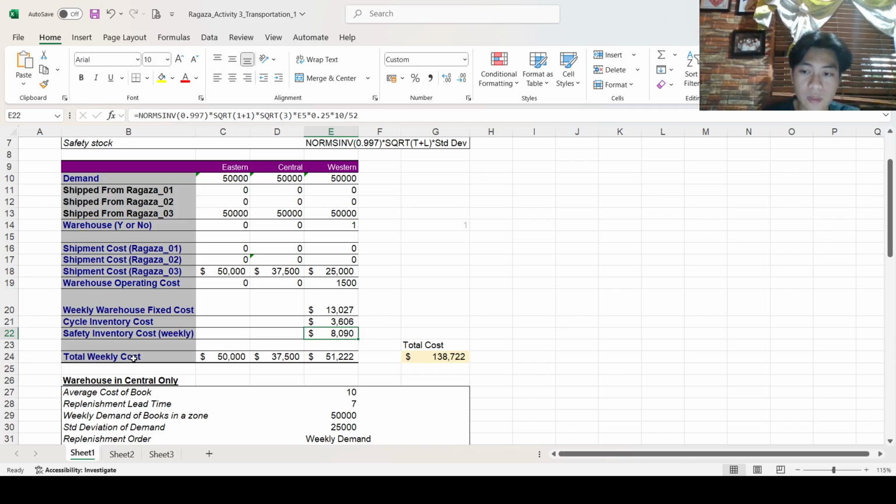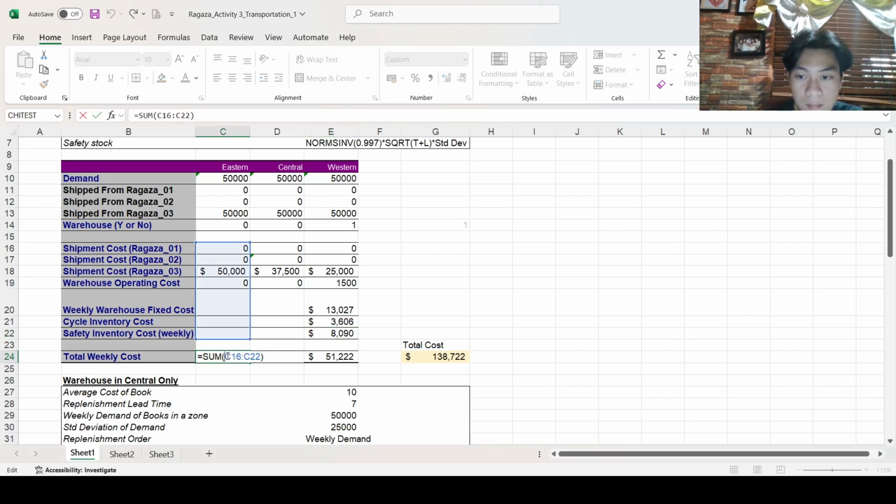And then for the total weekly cost, we're just going to sum all the shipment cost, the operating cost, the weekly warehouse fixed cost, cycle inventory, and the safety inventory cost, which we will get as 50,000, 37,500, and then 51,222 respectively for Eastern, Central, and then Western. So this is the formula.